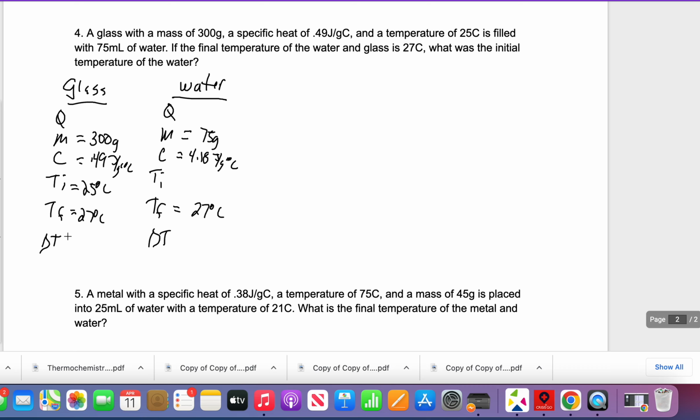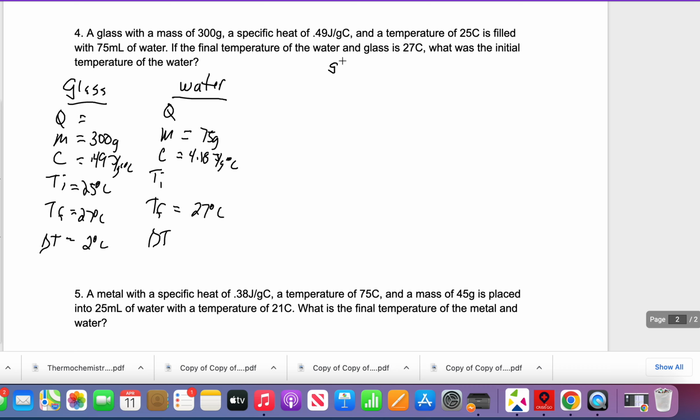Okay, now we can calculate the temperature change of the glass by 27 subtract 25. That's 2 degrees Celsius. Now, here's what we can do. It looks like the glass is warming up. So if we can figure out how much energy the glass has gained, we can figure out how much energy the water has lost. So the first thing we got to do is take this and do Q equals MC delta T for the glass.